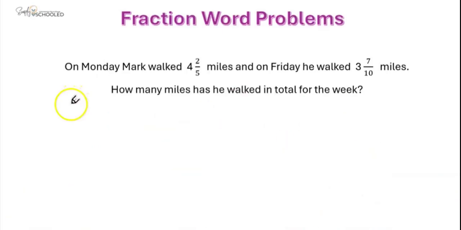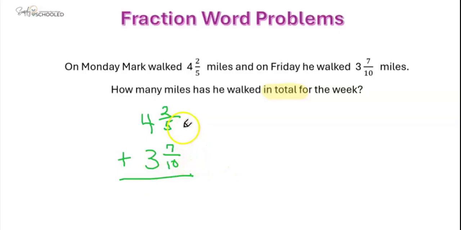On Monday, Mark walked 4 2/5 miles, and on Friday, he walked 3 7/10 miles. How many miles has he walked in total for the week? Almost all the time when you see in total, that tells you that you're going to add. So let's go ahead and set up our problem. 4 2/5 plus 3 7/10.